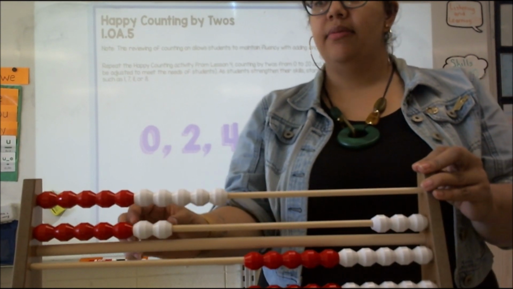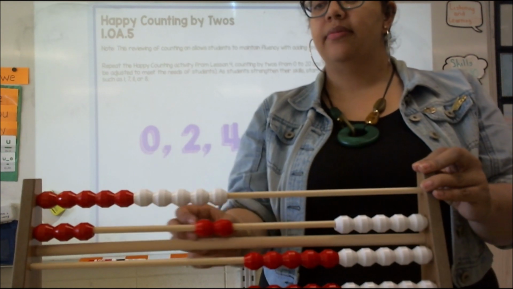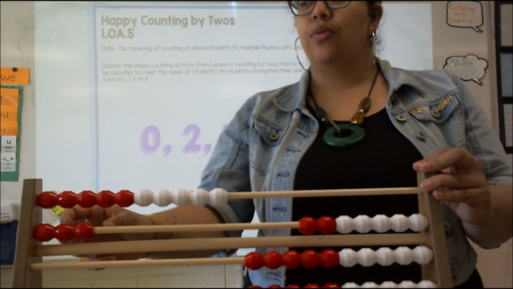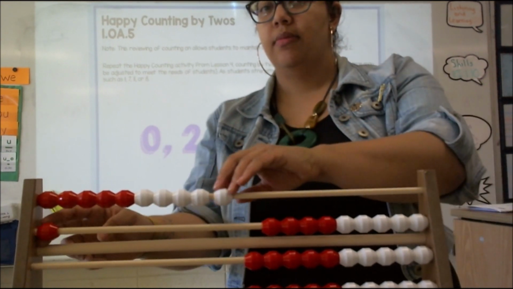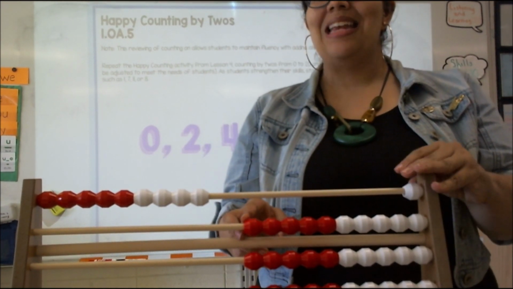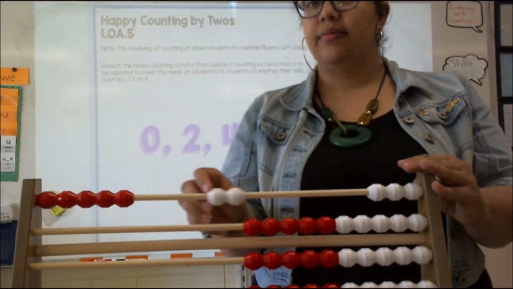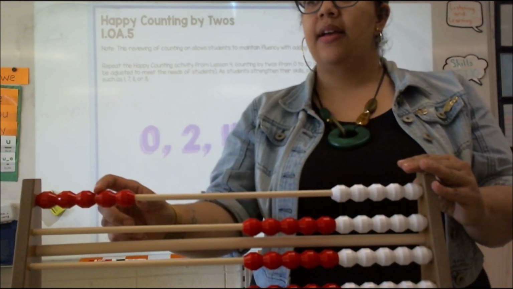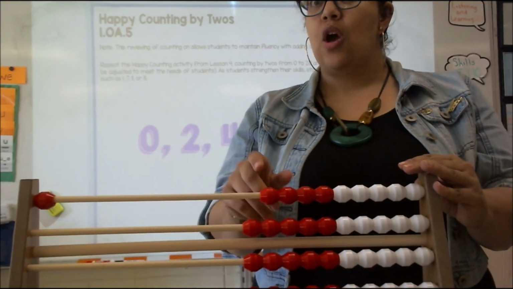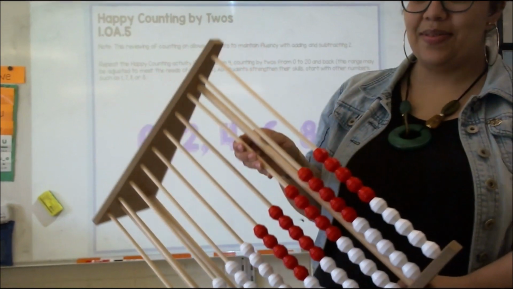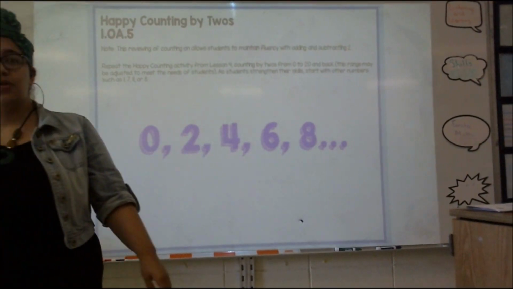10 7, 10 5, 10 3, 10 1, 9, 7, 5, 3, 1. Good job. All right, guys. Now we're all warmed up and are getting good practice in counting by twos.